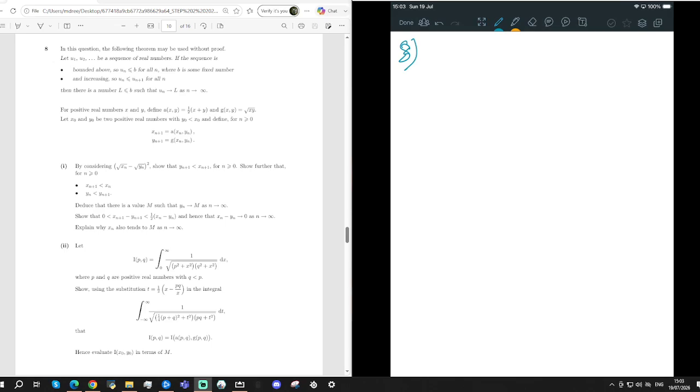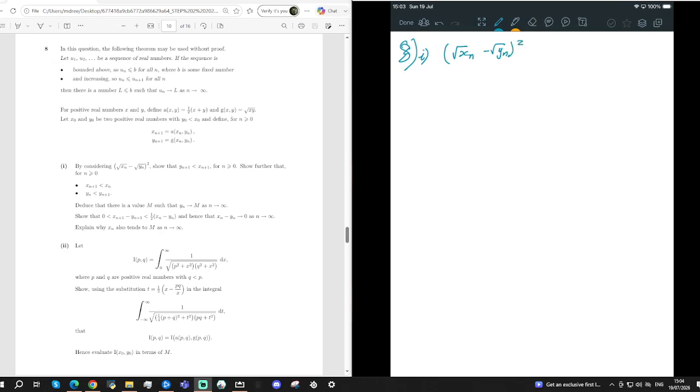So jumping straight in then to the actual question, 8 part i. It's telling us what to think about. It's telling us to consider this, root xn minus root yn, to try and show that yn plus 1 is less than xn plus 1. So let's see exactly how this is going to help us.